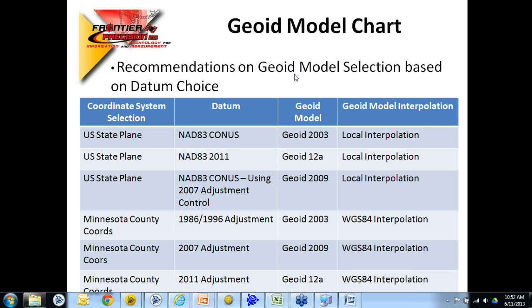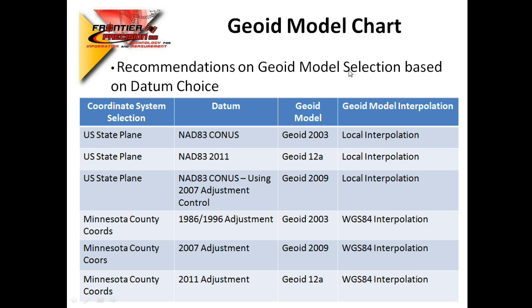Excellent. Thanks, Brian. So you can kind of use this chart. This will help you understand, or at least give you some recommendations on, hey, what coordinate system I'm using, what geoid model should I use, do I need to worry about interpolation, that kind of thing. So in essence, one of the questions that we get a lot is, do I need more than one geoid model on my controller? Absolutely. And they need to be managed properly, just not forgotten. They need to be understood.